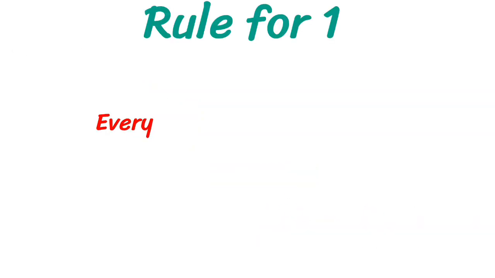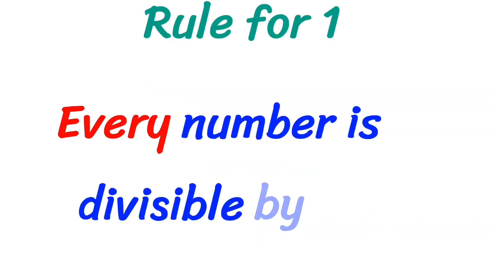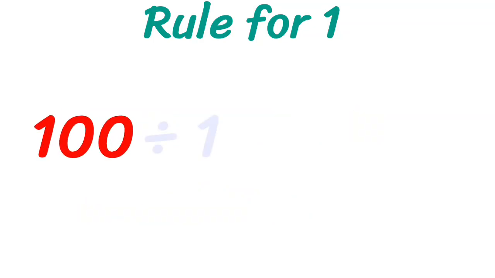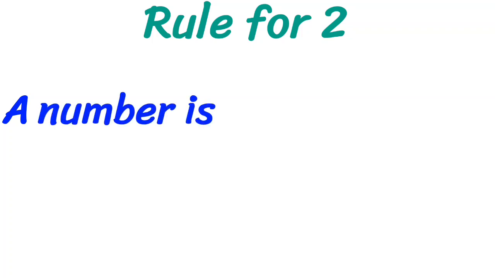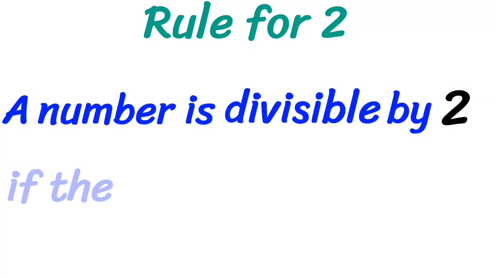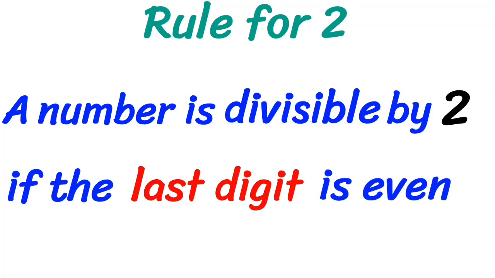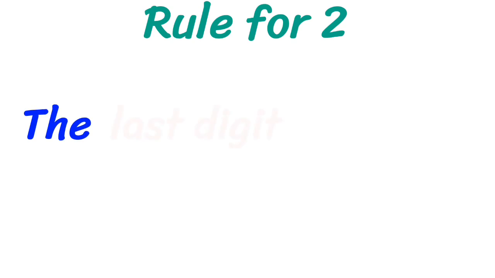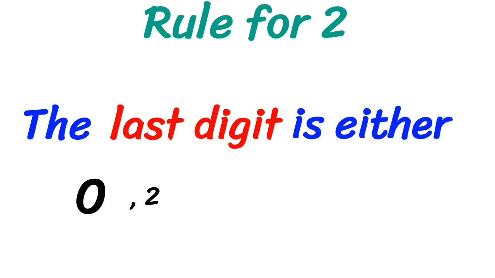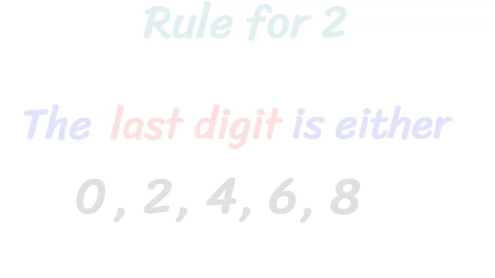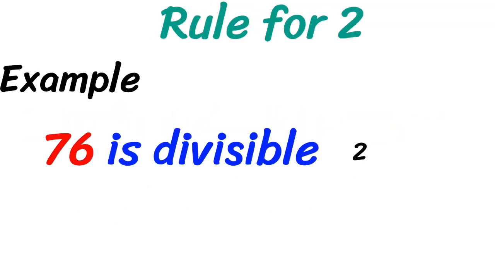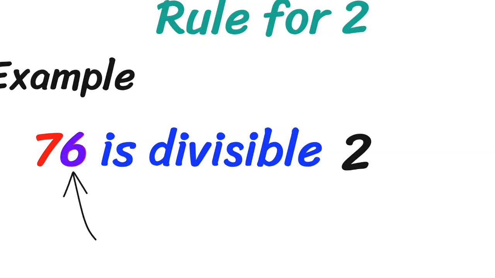Rule 1. Every number is divisible by 1, so that's free marks. Example, 100 is divisible by 1. Rule 2. A number is divisible by 2 if the last digit is even. That means the last digit is either 0, 2, 4, 6, or 8. Example, 76 is divisible by 2 because the last digit is 6.